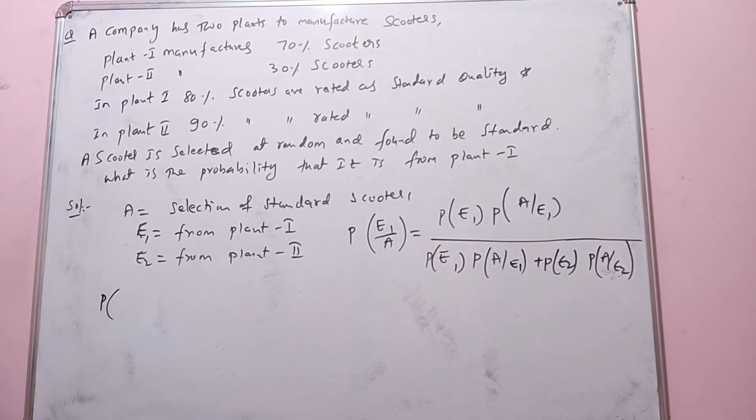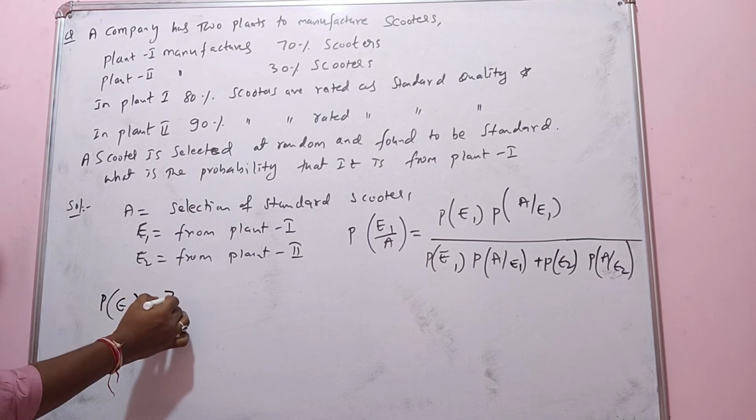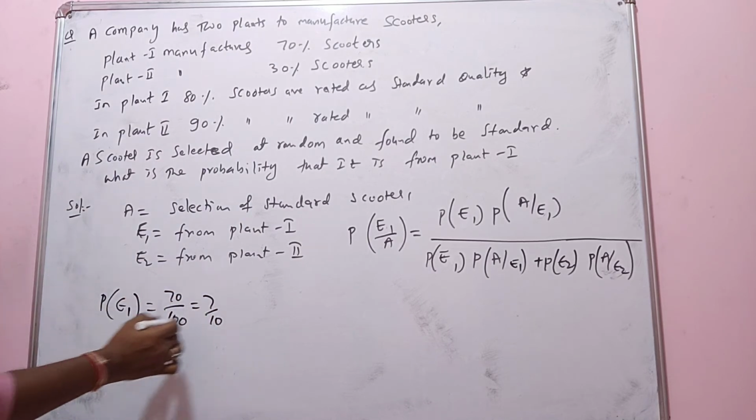Plant 1. What is the probability of plant 1? That you have to find. It is very simple; it is given directly. What is that? 70%. 70% means 70 by 100, that is 7 by 10. So the probability of E1 is 70 by 100, which is equal to 7 by 10.